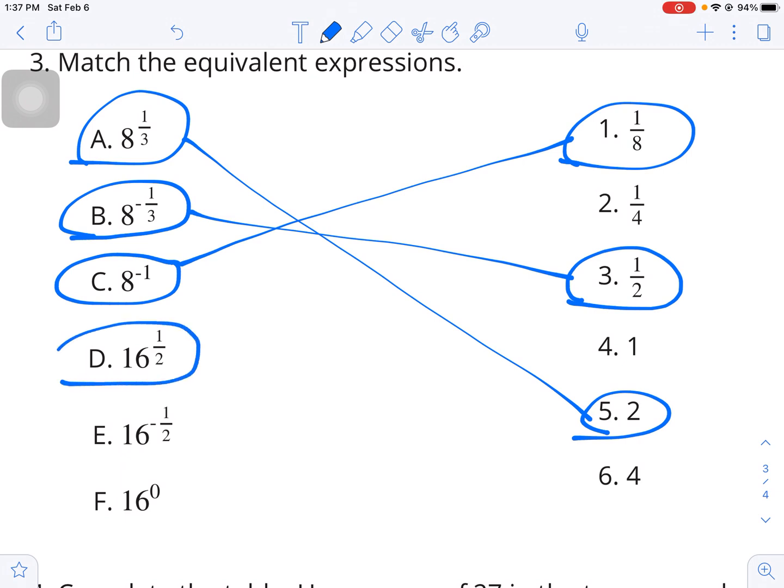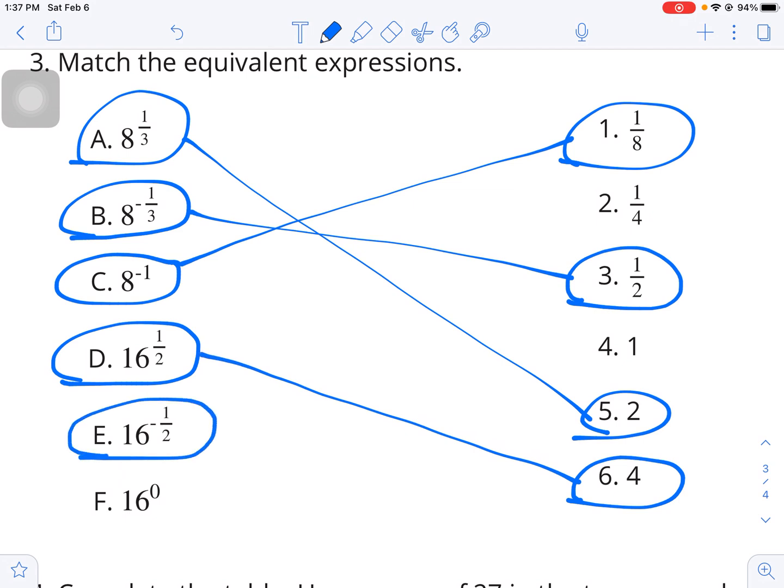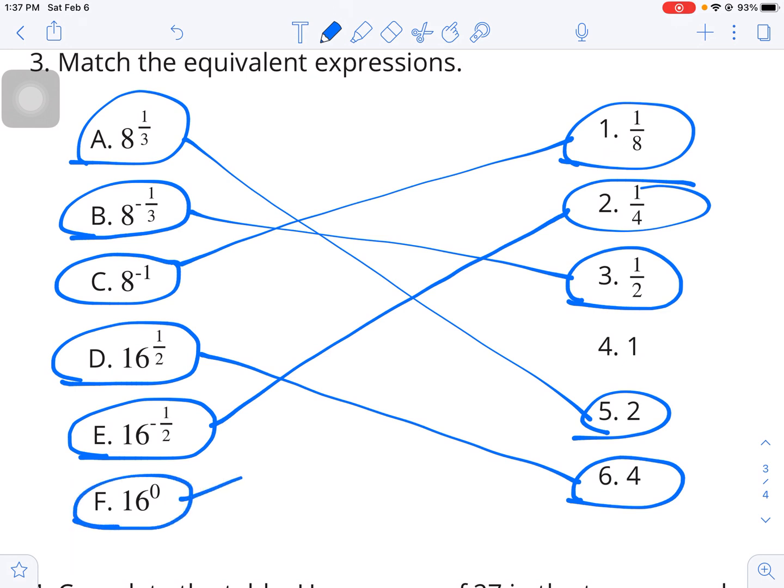From last week, the 16 to the 1/2 power is the square root of 16. And so I'm finding that here, 4. And similarly, a negative 1/2 would be 1 over 16 to the positive 1/2, which would be 1 over the square root of 16, which is 1 over 4. And lastly, anything raised to the 0 power is 1. So I choose that to match with F.